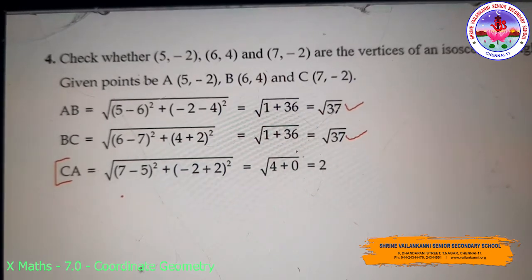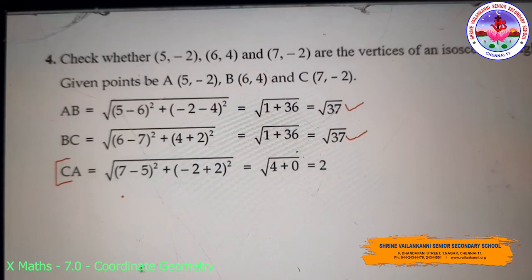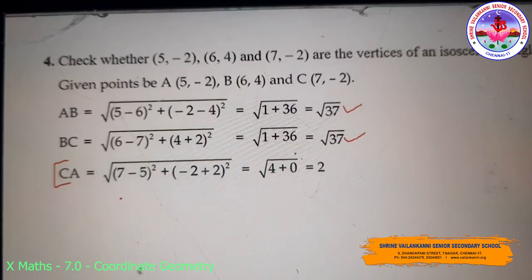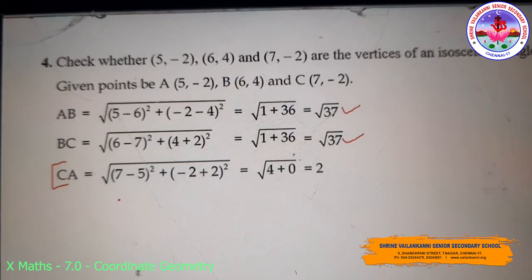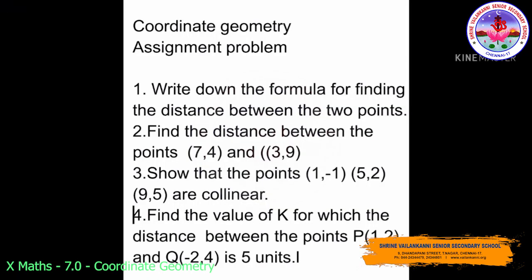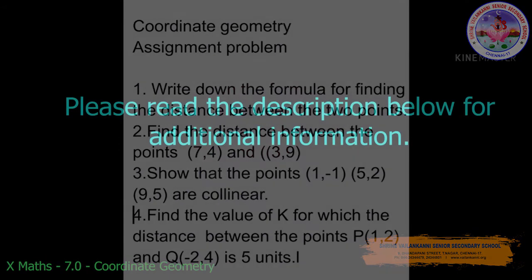So in this case, we find that AB distance and the BC distance are equal to each other, satisfying the isosceles property. So hence I can say that the points A, B, C form the vertices of an isosceles triangle. Do this problem as an assignment using the distance formula.